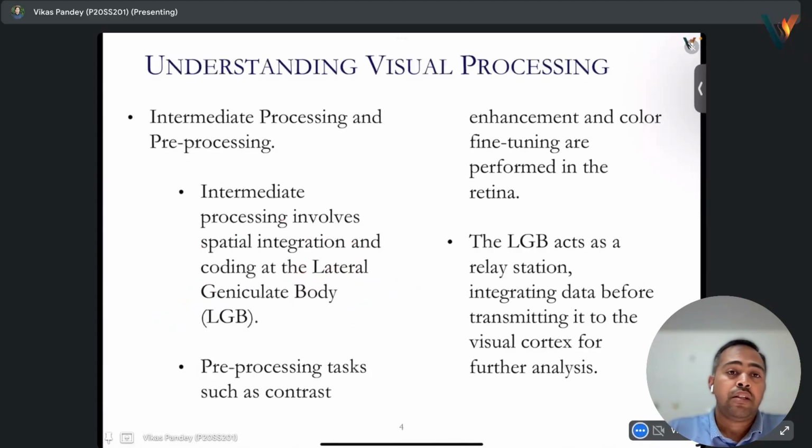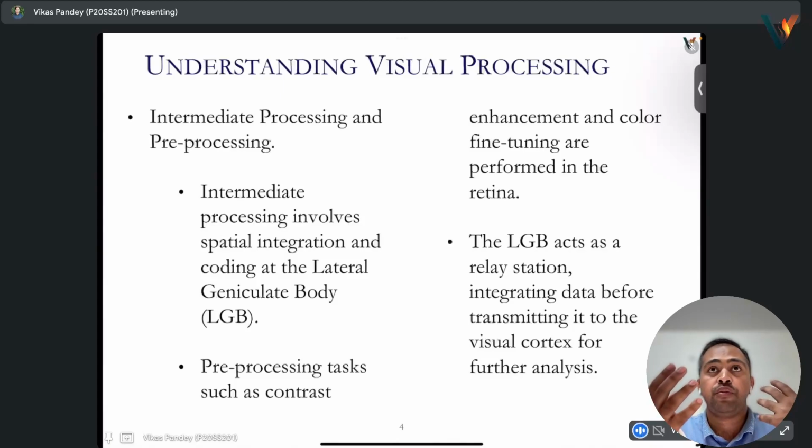Then comes the part where there is some intermediate processing and pre-processing. Intermediate processing involves spatial integration, that is the perception of space, that means dimensions, and coding in the lateral geniculate body. This lateral geniculate body acts as a relay station. That is the part where the integration of data from our eyes occurs before transmitting it to the visual cortex for further analysis.